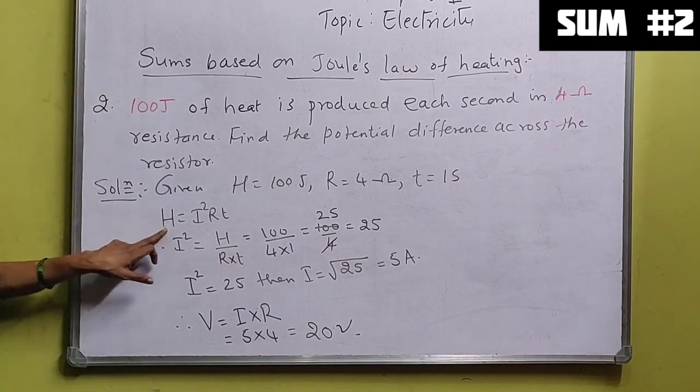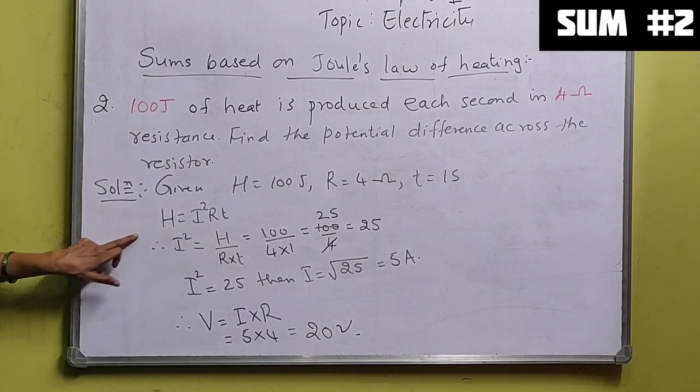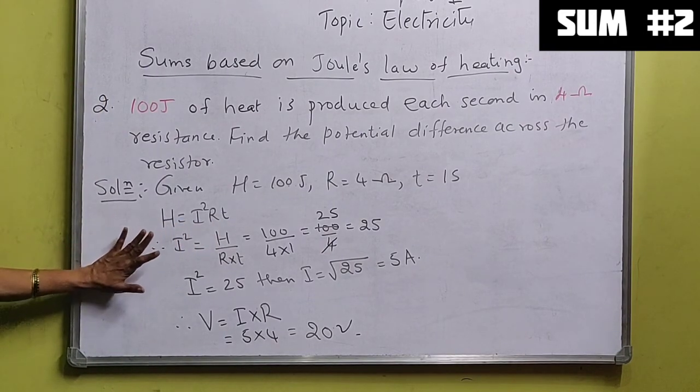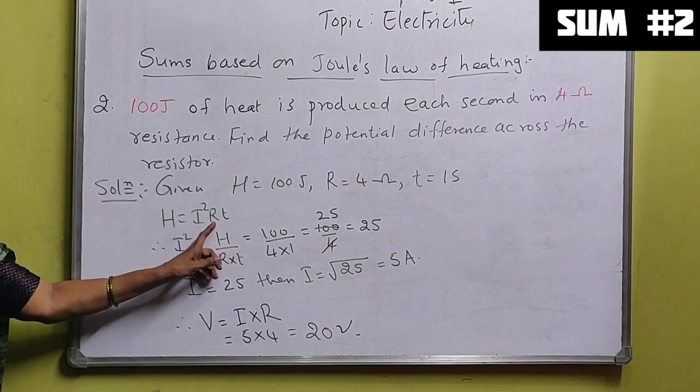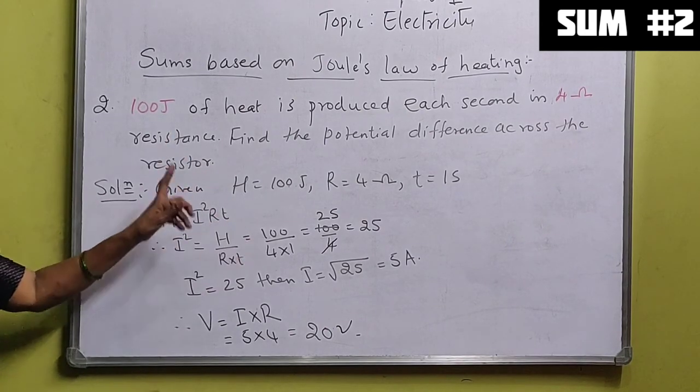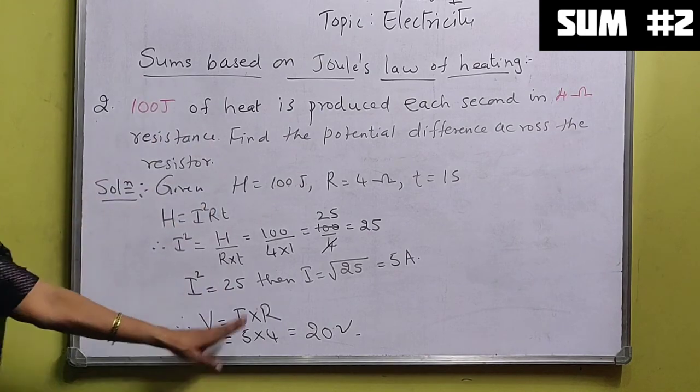So remember, H is equal to I square R T is a very important equation. You can use this equation to find out the resistance, to find out the time, and to find out the current. This is what we are using over here.